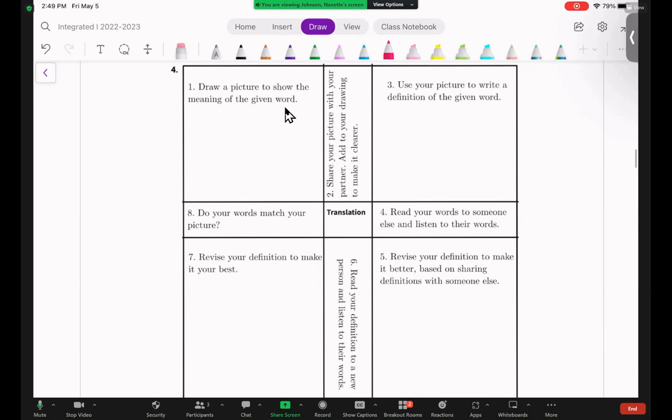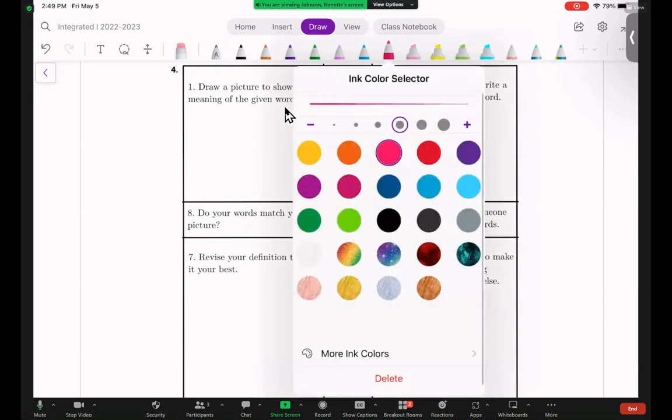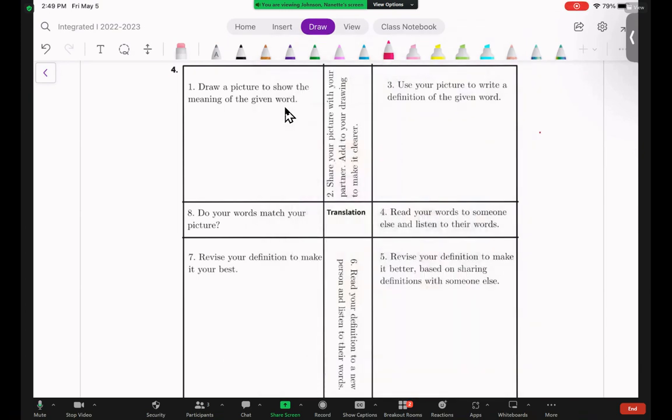So maybe I don't know, I'm just going to do the letter, let's see, S. I'll use the letter S. So translation would be, oh, that's not the same. That looks pretty good. Okay. Then it says, share your picture with your partner, add to your drawing to make it clear. So then we can continue.